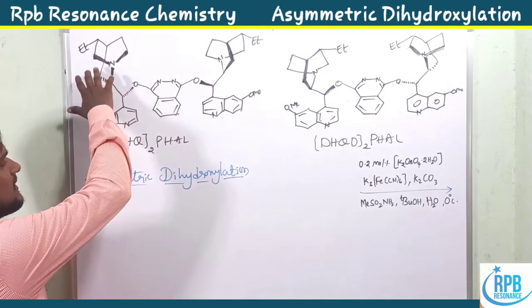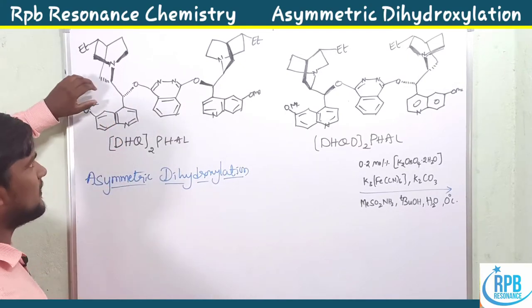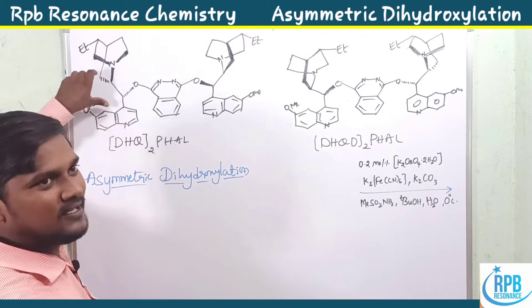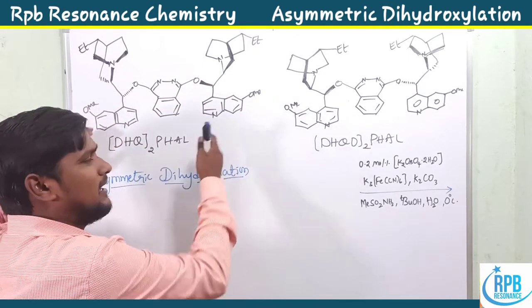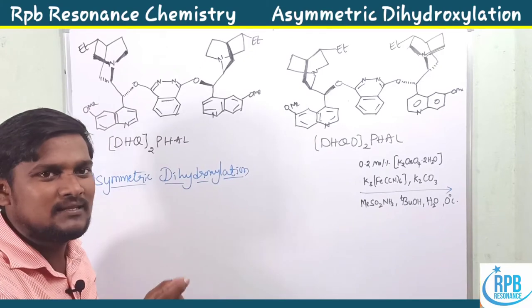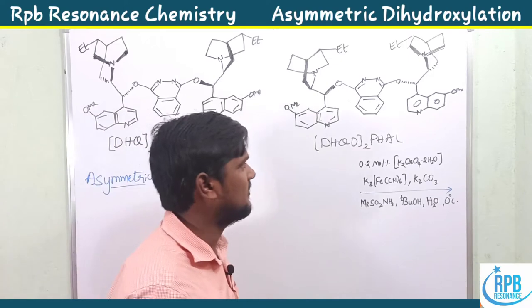Now here it is the quinine, the dihydroquinine alkaloid. So this is the chiral ligand. Here it is also a chiral ligand. These two chiral ligands are attached by a small spacer, that is the phthalazine. It is this simple spacer, that is phthalazine.